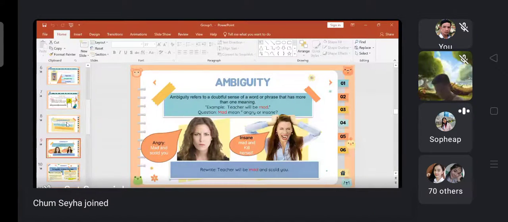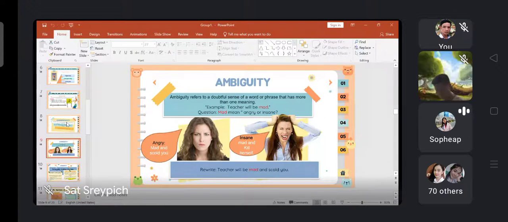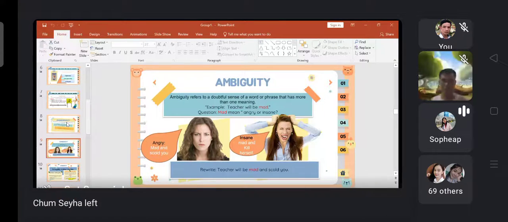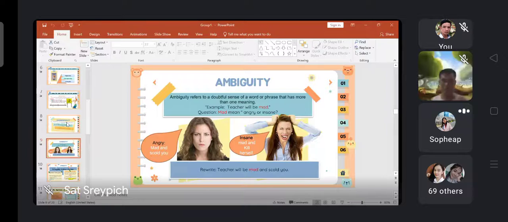The next point is ambiguity. Ambiguity refers to the doubtful sense of a word or phrase that has more than one meaning. For example, in the slide, "the teacher will be mad." The word mad here has a lot of meanings. It might be angry, incensed, or very surprised. So what does this mad refer to? Ambiguity is divided into two types.